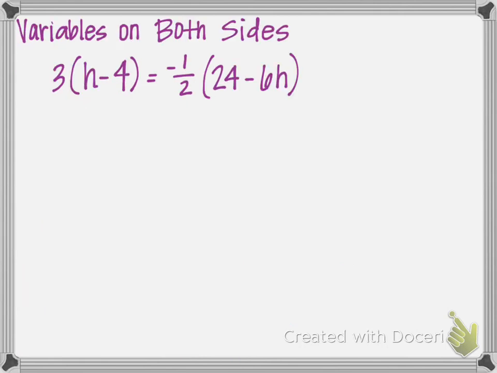Variables on both sides. This is a lot of steps. And first thing I notice is that the variable's in parentheses, so I need to distribute. So I'm going to distribute the 3. And I also have to distribute the negative 1/2 on that side. Don't panic just because there's a fraction in it. So if I distribute the 3, I get 3h minus 12.